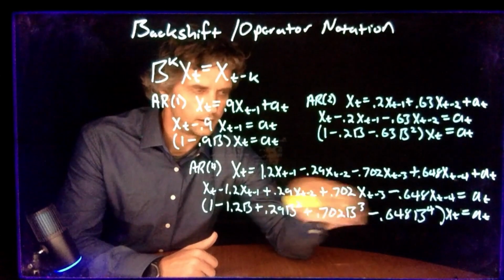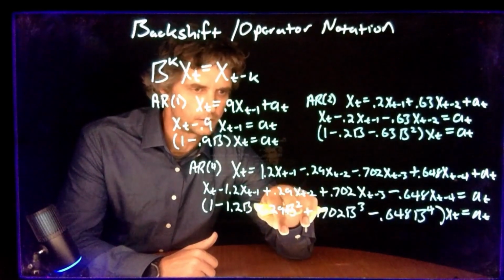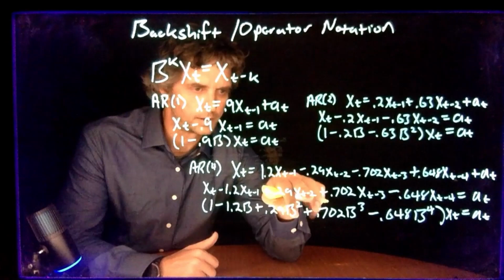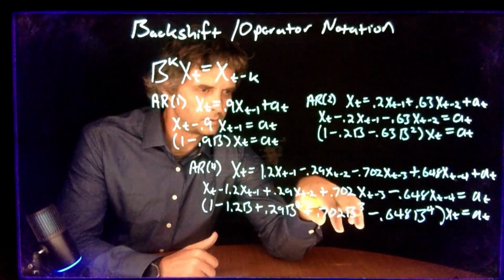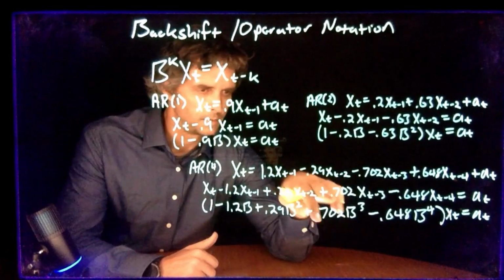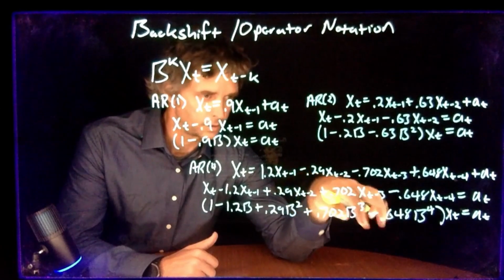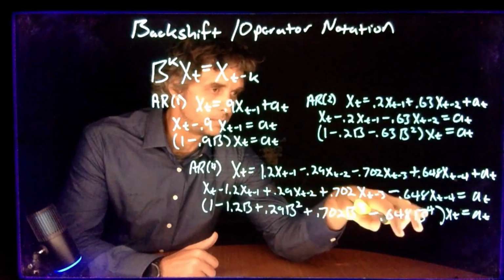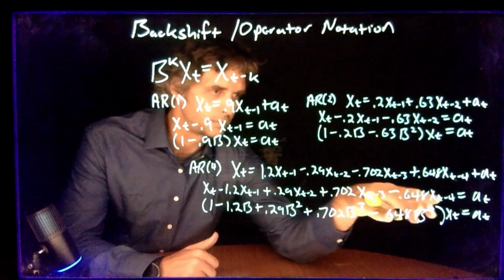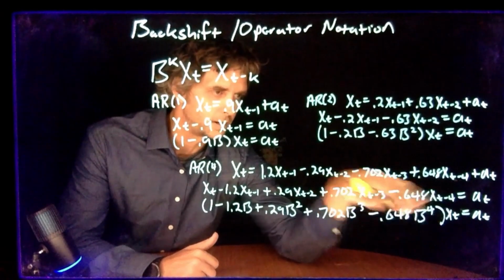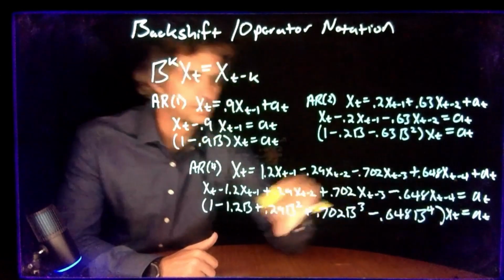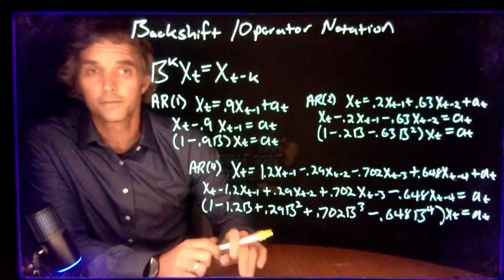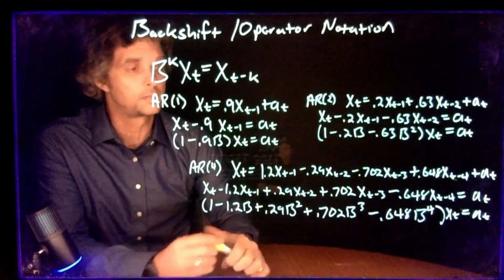And then x_t times 0.29 B squared, that's 0.29 x_{t-2}. There's 0.702 times B cubed times x_t, that's 0.702 x_{t-3}. And negative 0.648 B to the fourth x_t, that's minus 0.648 x_{t-4} equals a_t. So great, we've got it into backshift notation.